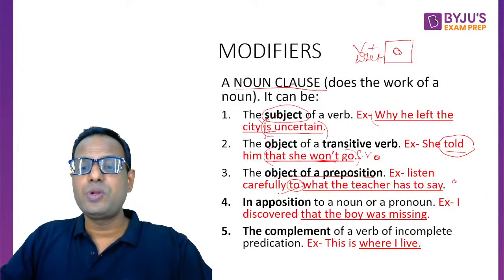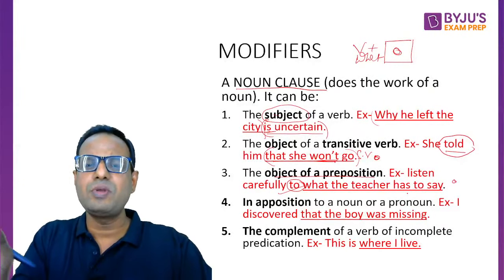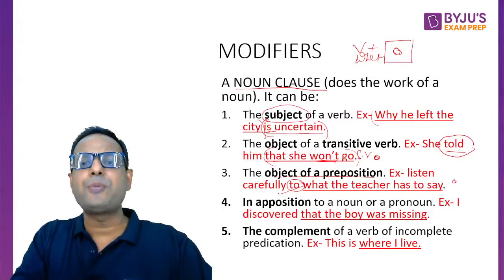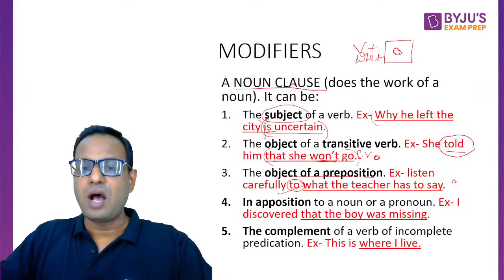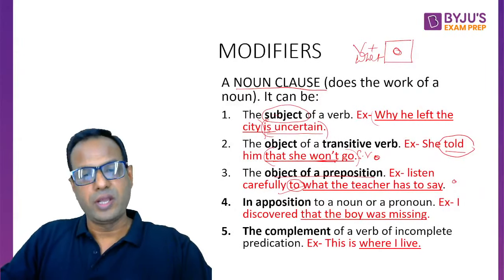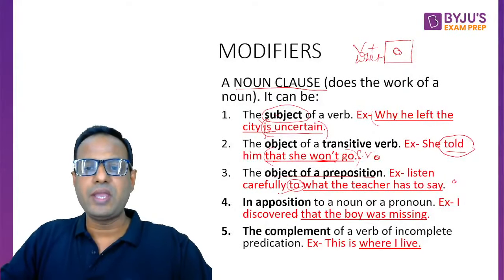In apposition to a noun or a pronoun, when two similar phrases or clauses come parallel to each other, right? They become the appositions of each other. In this case, I discovered what? That the boy was missing. It is a noun clause, but it is coming in apposition to the verb discovered.